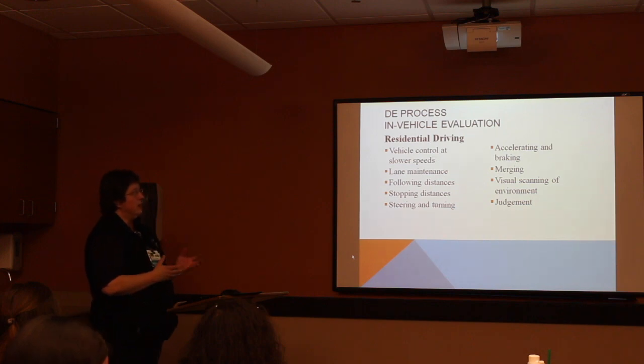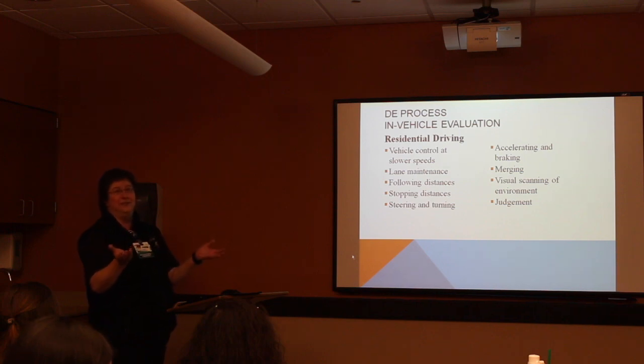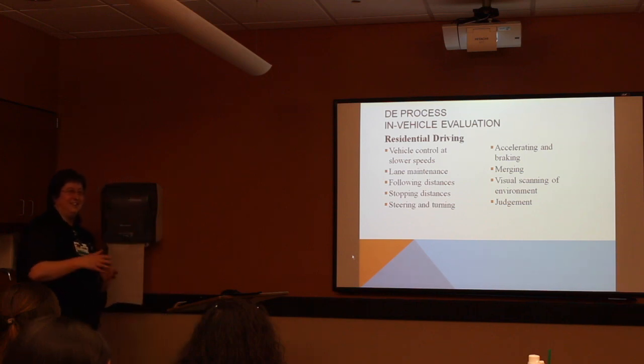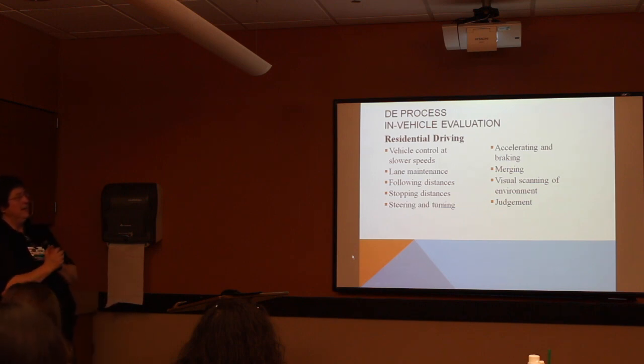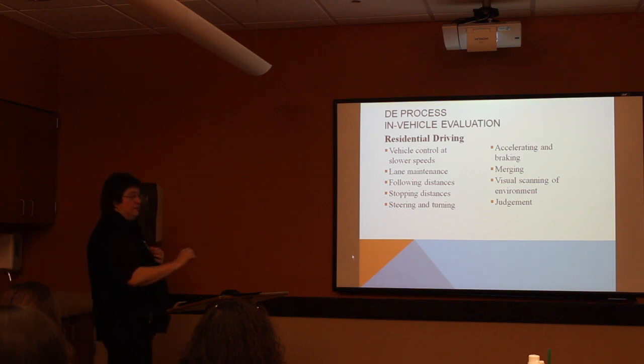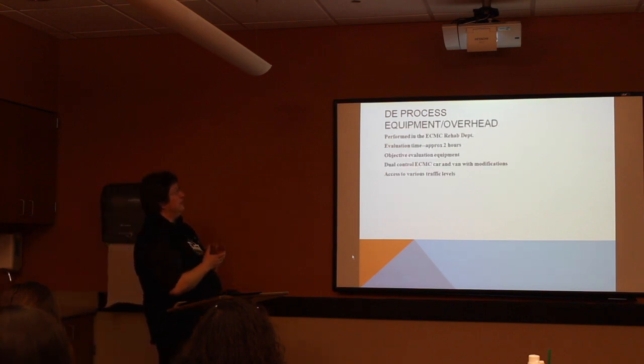Possibly merging, not an awful lot. Usually what you'll see, sometimes in the residential area, is lane shifting that you might have to do. Usually because of all sorts of goofy things, like on garbage day, the garbage totes are in the middle of the street, so you'd have to do the slalom course going down the street. Visual scanning of the environment, do they do that? Judgment, do they make the right kinds of judgment?